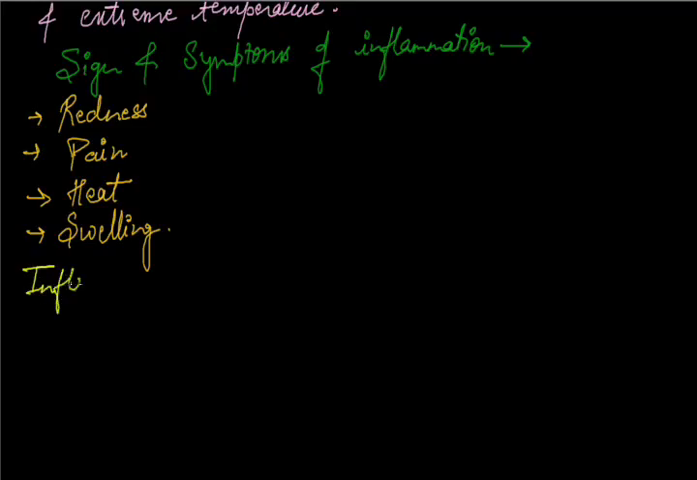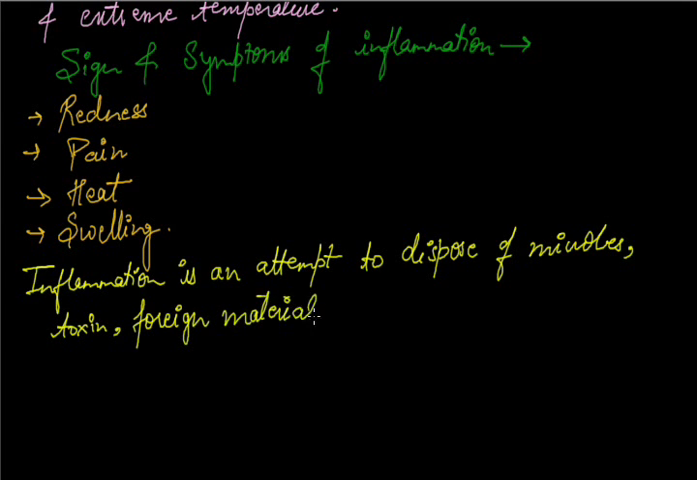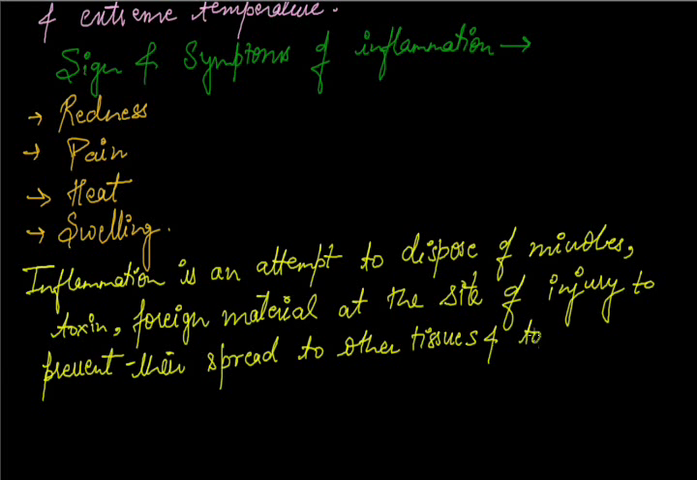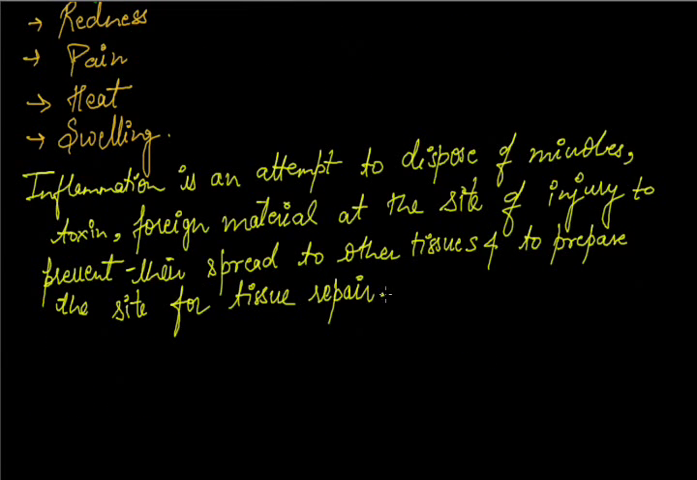So we can say that inflammation is an attempt to dispose of microbes, toxins and foreign material at the site of injury, to prevent their spread to other tissues and to prepare the site for tissue repair. So this is all about inflammation.